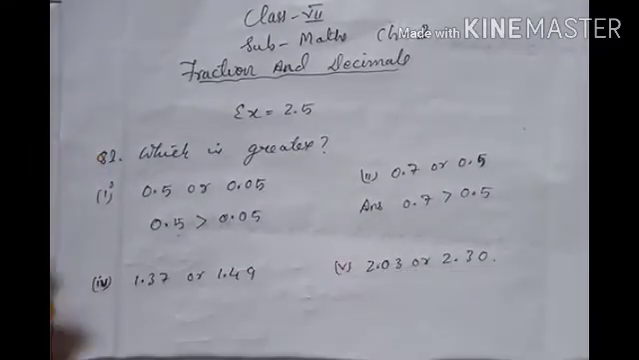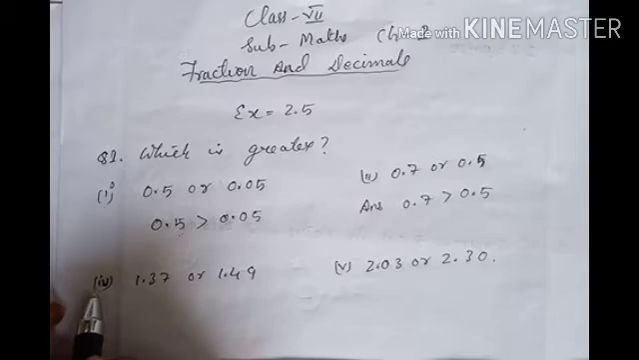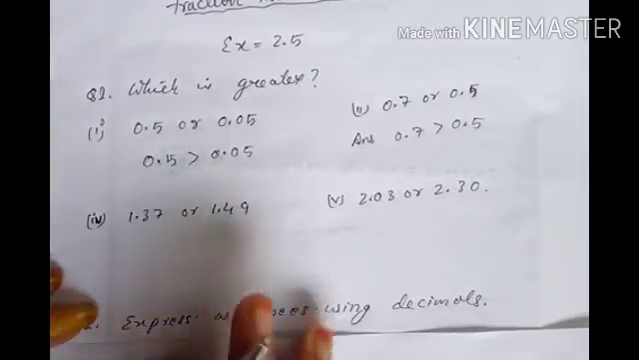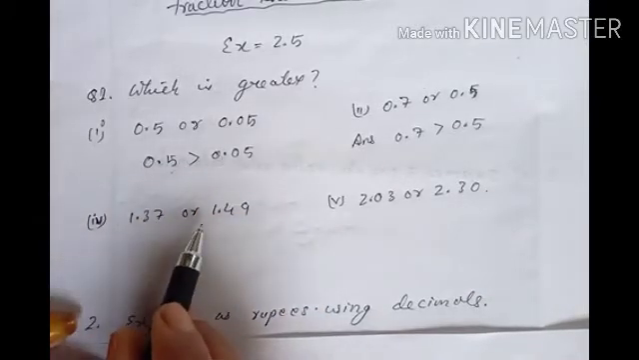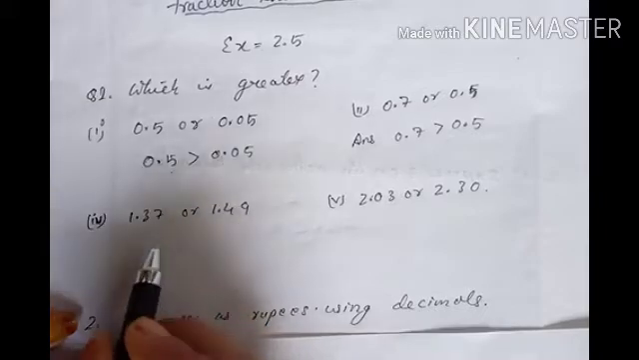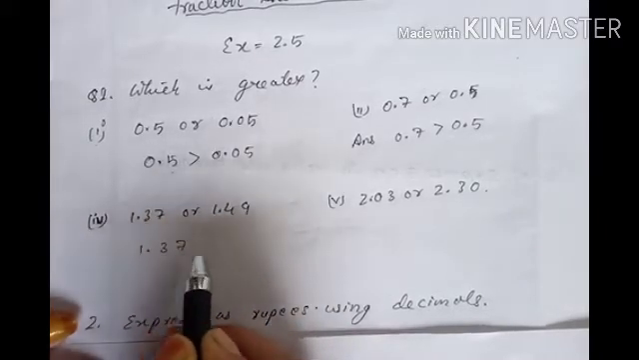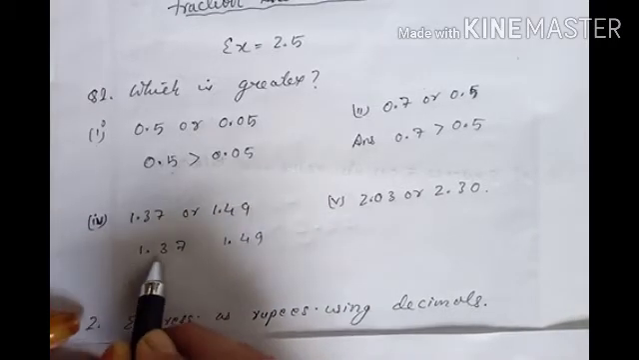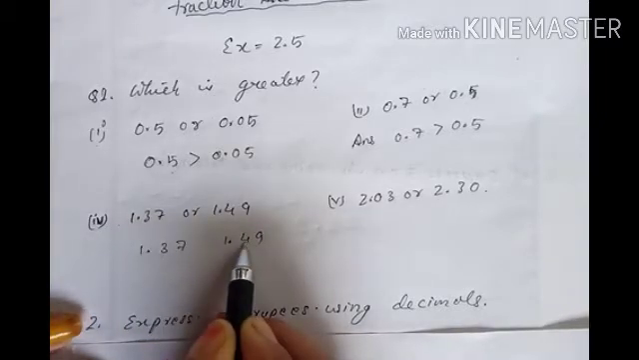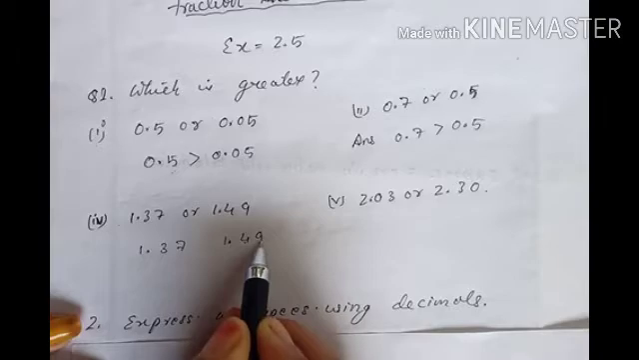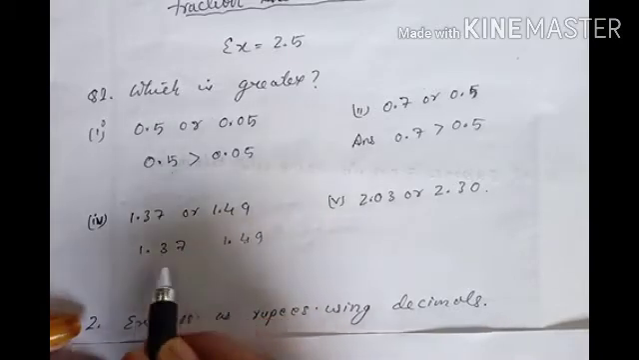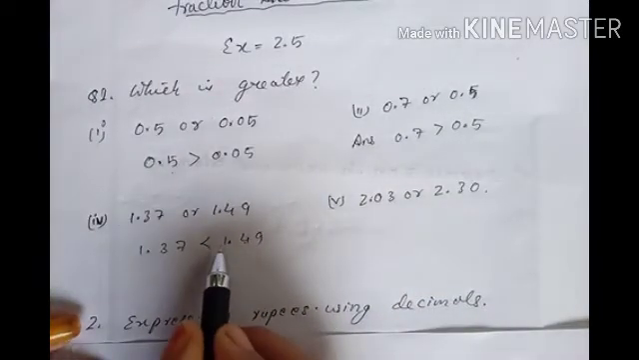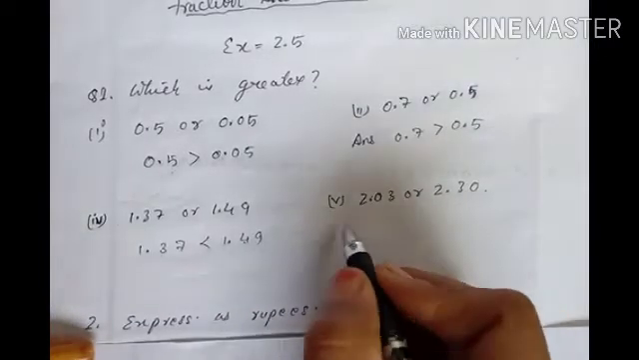Now the next question, I will do question number 4. The remaining question 3 you can solve by yourself. That is very easy. 1.37 and 1.49. So what you will do? You will write the numbers like this. Before the decimal 1, here also before the decimal 1. Now after the decimal here is 3 and here is 4. So which is greater, 3 or 4? 4. So there is no need to look at the remaining digits. If you are getting 1 greater, then you can put the greater sign directly. Now which is greater? 1.49 is greater.